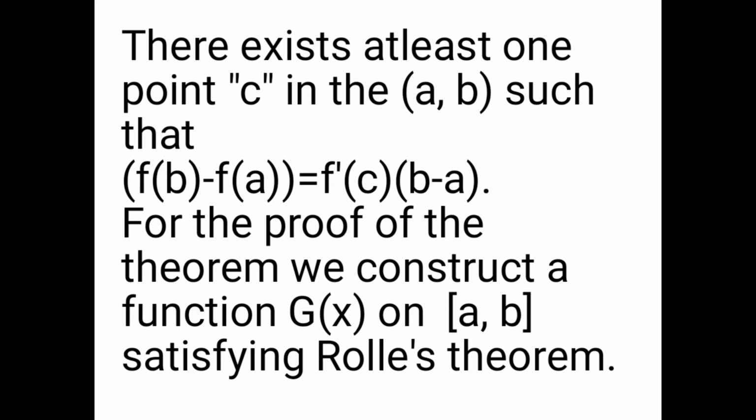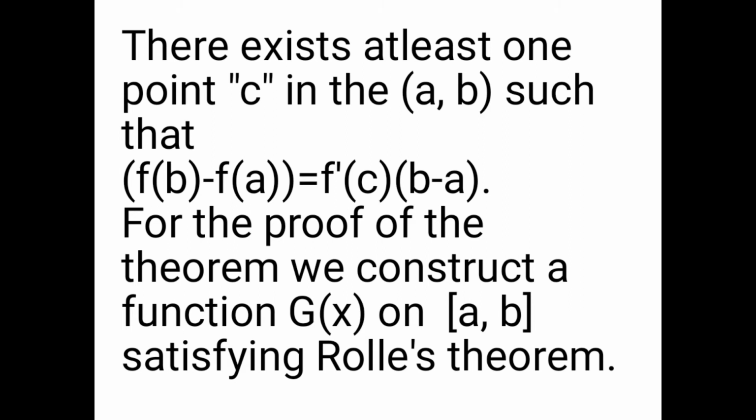Of course, in the slope form, the ratio f(b) minus f(a) divided by (b minus a) denotes the slope of the line joining f(b) and f(a). So f(b) minus f(a) divided by (b minus a) is equal to f'(c). This is the conclusion of Lagrange's mean value theorem, where the point c lies between a and b, that is a is less than c is less than b.